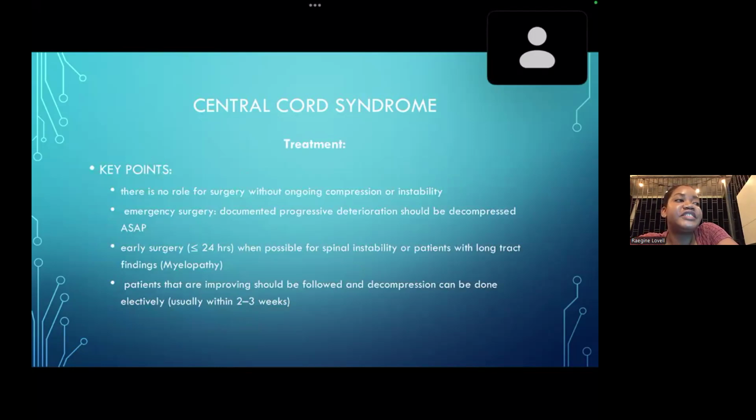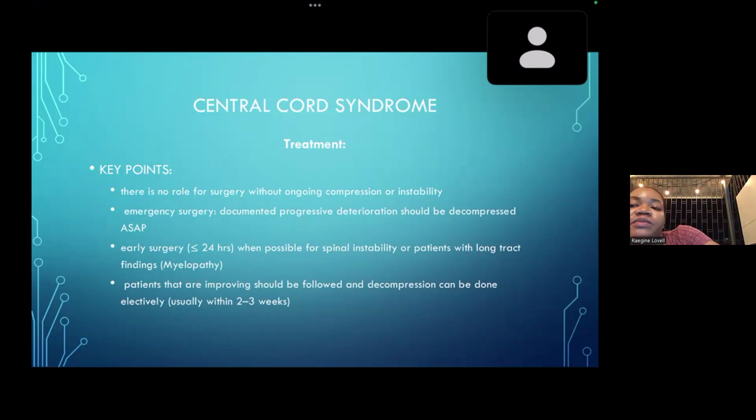And so, key points in the treatment of patients with central cord syndrome: there's no role for surgery if there's no ongoing compression or instability. Emergency surgery is indicated when there's documented progressive deterioration. In that case, the patient should be decompressed as soon as possible. Early surgery is considered as within 24 hours of the onset of the injury.